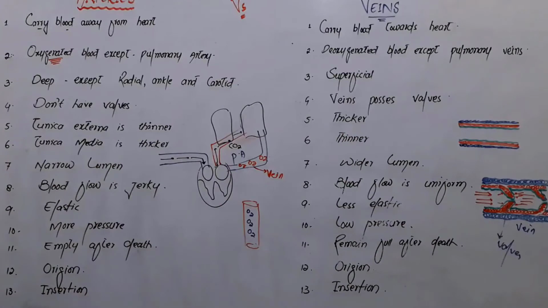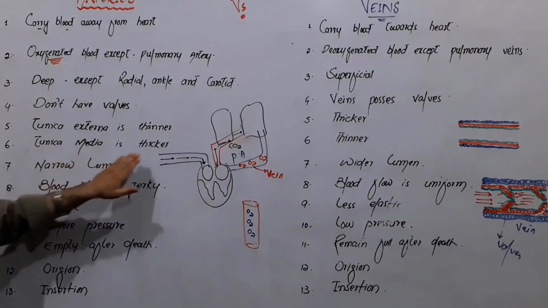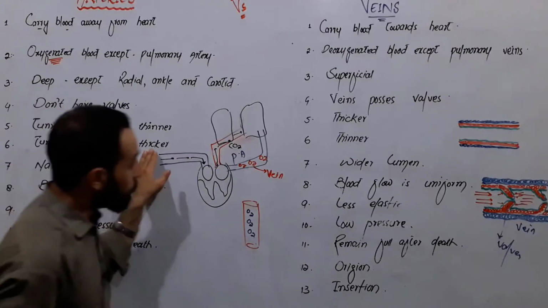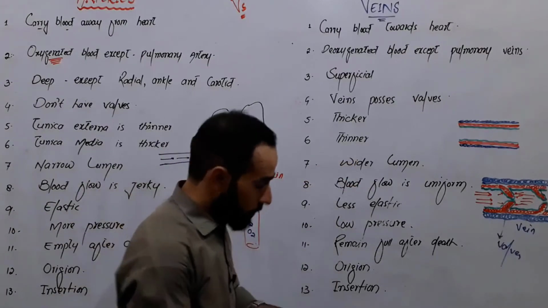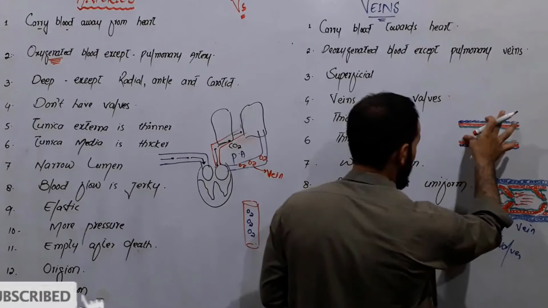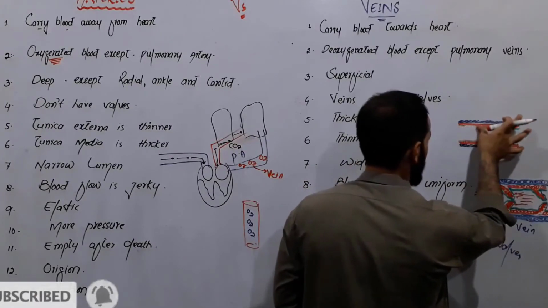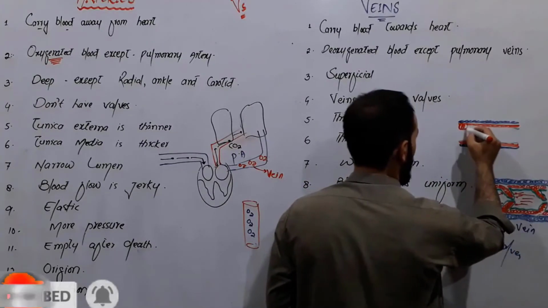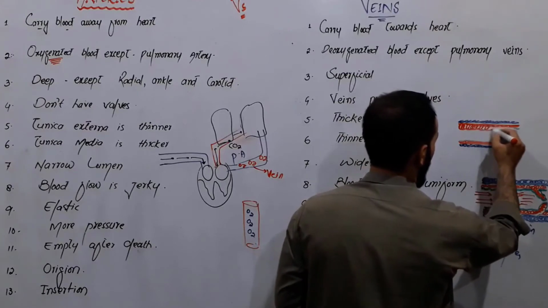Next important point about arteries is that in arteries tunica media is thicker, but in veins tunica media is thinner. Now let us complete our diagram here. This is the tunica media of the artery.